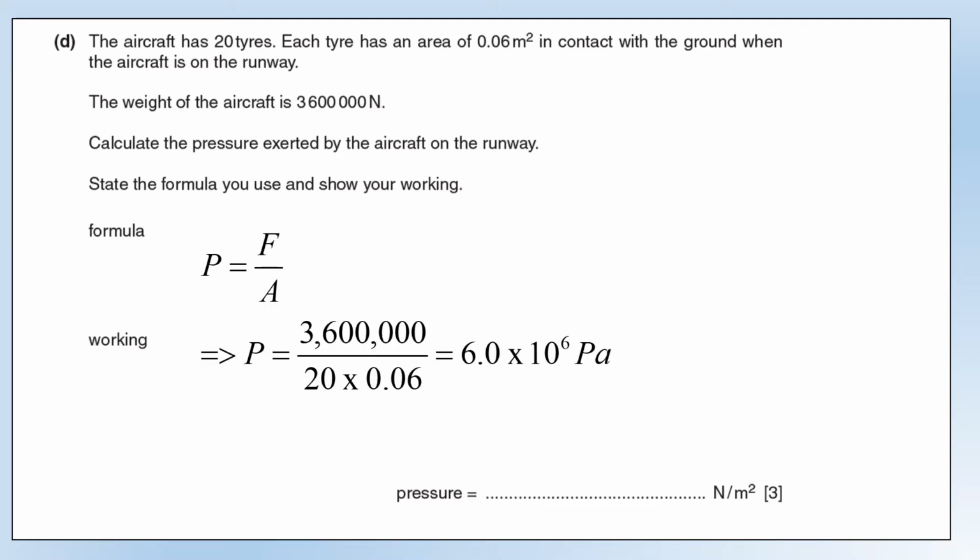So the equation we're going to need is pressure is force divided by area. So the force, in this case, is going to be the weight force. The area is going to be the total area of all 20 tires, which is why we've 0.06 times 20, giving us a total pressure of 6.0 times 10 to the 6 pascals, or 6 megapascals, if you want to give it like that, where Pascal is the same as a Newton per meter squared.